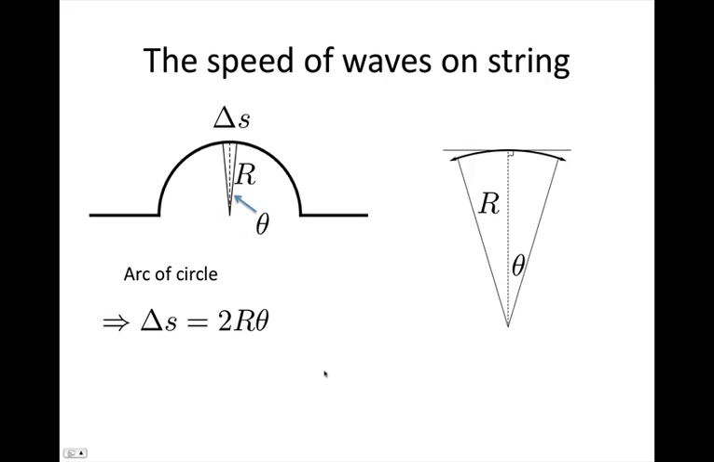Okay, now let's consider what's happening in this case. Delta s is a little arc length here. R is the radius of our semicircular hump. Theta is the angle between the middle of our arc length and the edge of our arc length. So the total angle in here is 2 theta. So from our equations for arc length, we know that the length delta s is equal to 2r theta, because the angle is 2 theta and the radius of our semicircle is r.